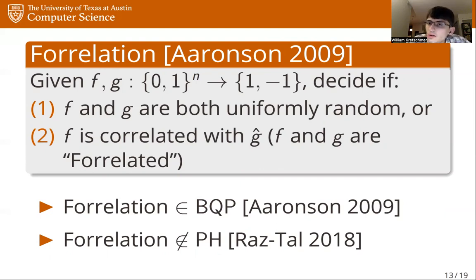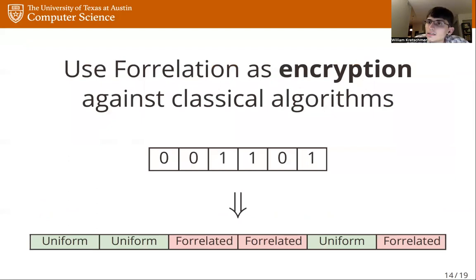So how do we use forrelation? Arguably the key idea that goes into several of our results is to use forrelation as a sort of encryption against classical algorithms, by which you can take some classical information and make that information available to quantum algorithms, but inaccessible to classical algorithms or even PH algorithms. The idea is that you have some string of zeros and ones. You can turn that string into a corresponding list of forrelation instances, where if you have a 0, you turn that into a uniformly random pair of functions, and if you have a 1, you turn that into a forrelated pair of functions.